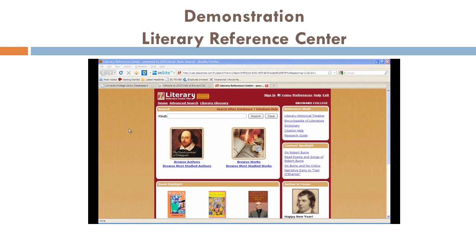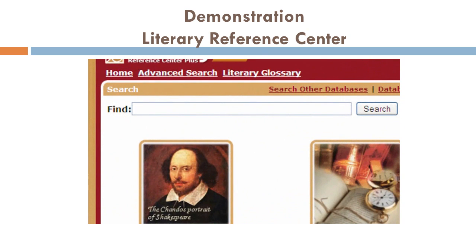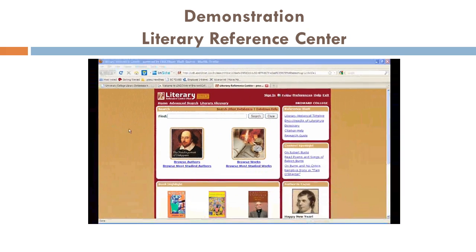There are 2 ways to begin searching in Literary Reference Center. You can either type the name of an author or a work in the Find box, or you can click on Browse Authors or Browse Works. Let's look at Browse Authors.